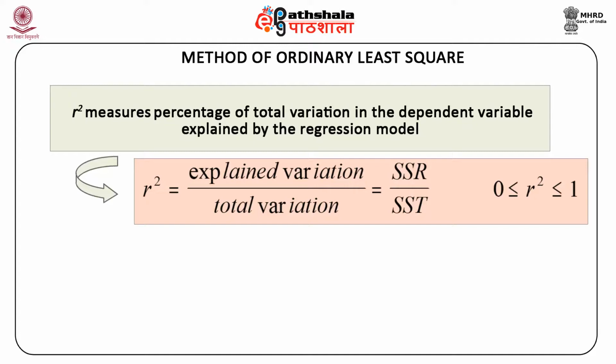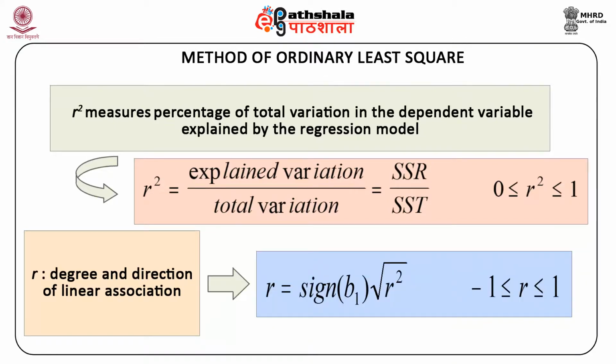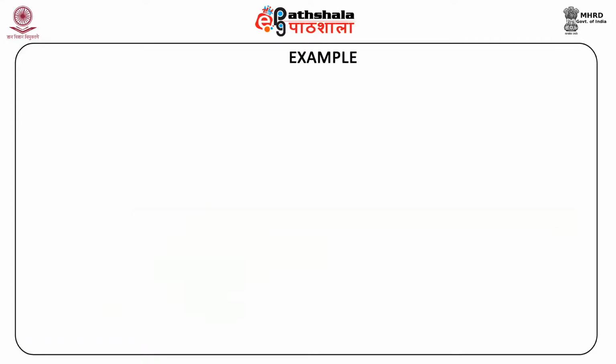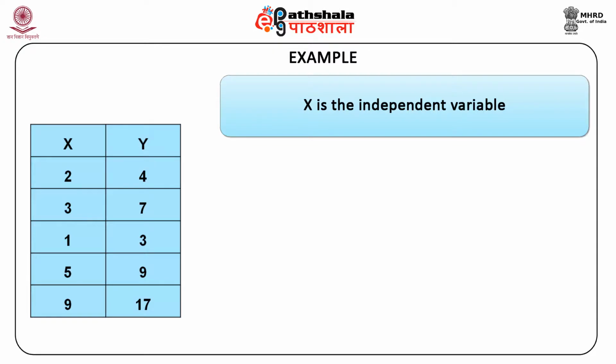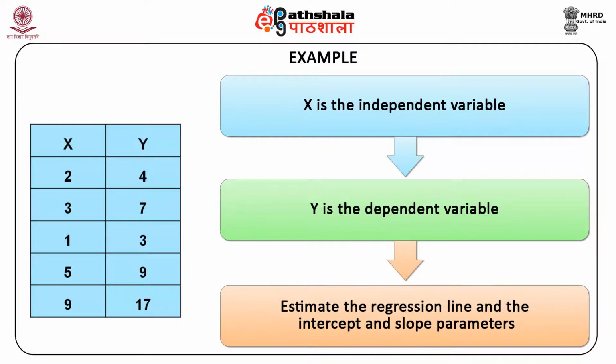That is, R squared should be greater than or equal to 0 and 1 should be greater than or equal to R squared. From R squared, we can estimate the coefficient of correlation r, which shows the degree and direction of linear association between the two variables. r is equal to sign of b1 times the square root of R squared, where r is greater than or equal to minus 1 and 1 is greater than or equal to r. Let us understand the method of ordinary least squares with an example. Consider the following data of two variables x and y, where x is the independent variable and y is the dependent variable. Estimate the regression line and the intercept and slope parameters.